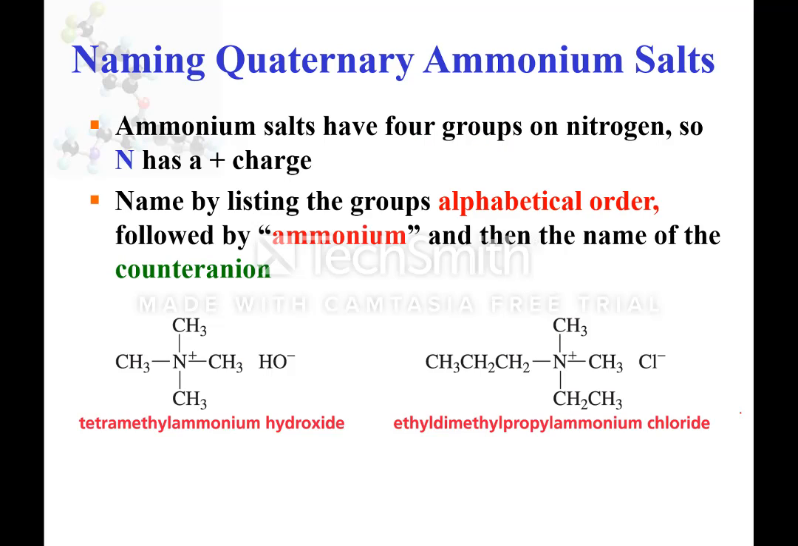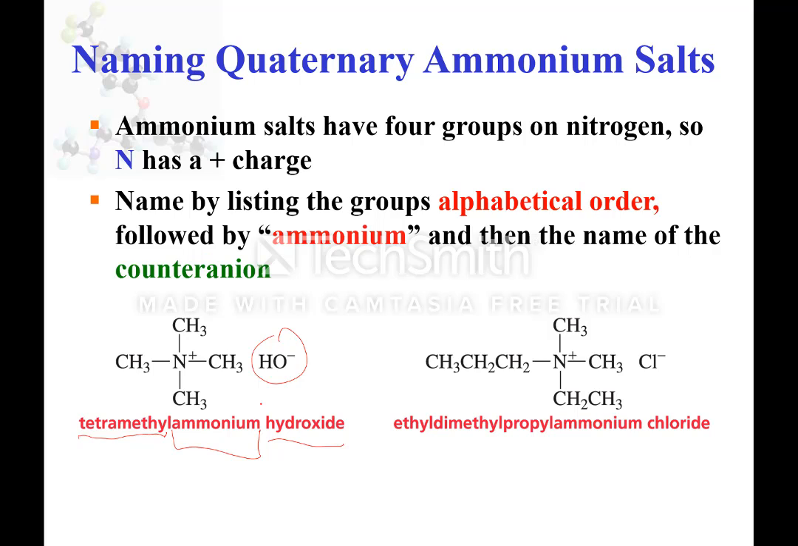Now, amines can further form another nitrogen-carbon bond so that it forms an ammonium salt. For these molecules, N has a plus charge. Now, the ammonium salts are just named by listing all the groups in alphabetical order, followed by ammonium, and then the name of the counterion, because it's a charged molecule. So here we see the counterion is hydroxide, so it appears at the last part of this name. And we see that there are 4 methyl groups, so it's tetramethylammonium hydroxide.